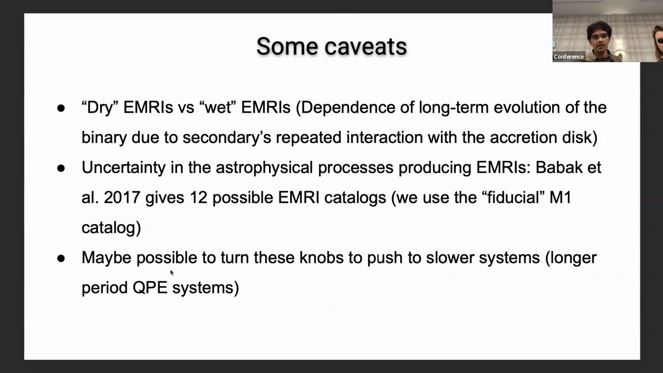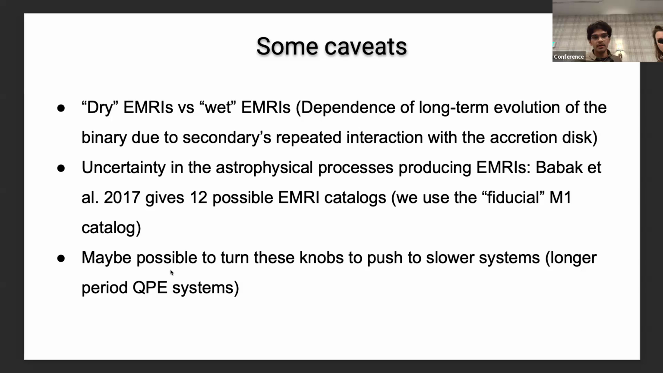But there are some caveats I should mention because I don't want to be all gloomy about it. The caveats are the evolution was purely gravitational wave emission driven. And of course, as we just saw in the previous talk, these objects are interacting with the disk, right? They're interacting with the accretion flow. So that would be sort of a wet EMRI, and that is way more complicated to evolve. So we did not consider that in our paper.